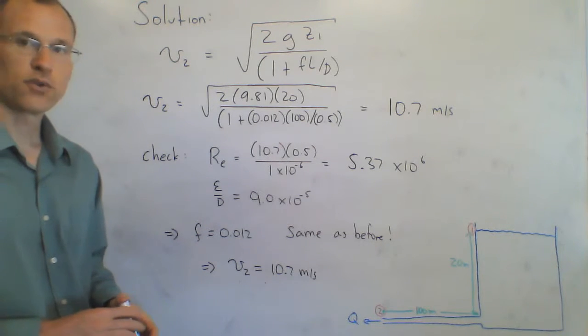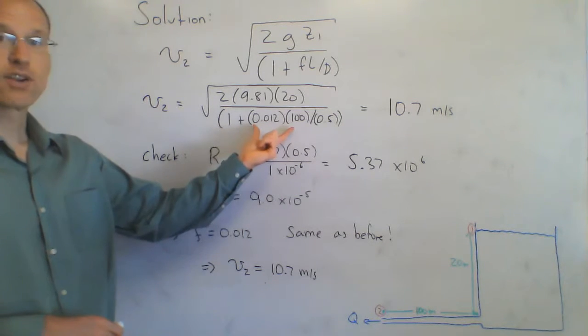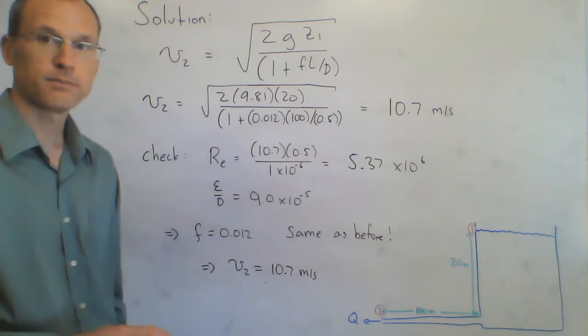Because it's the same as before, we know that's the right value for f. Because that's the right value for f, this is the right value for V. So my V2 is in fact 10.7 meters per second in this case.